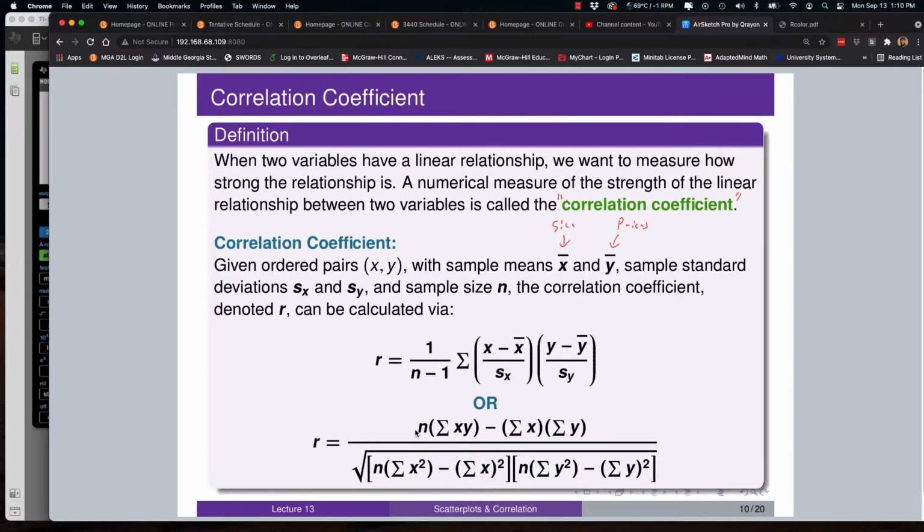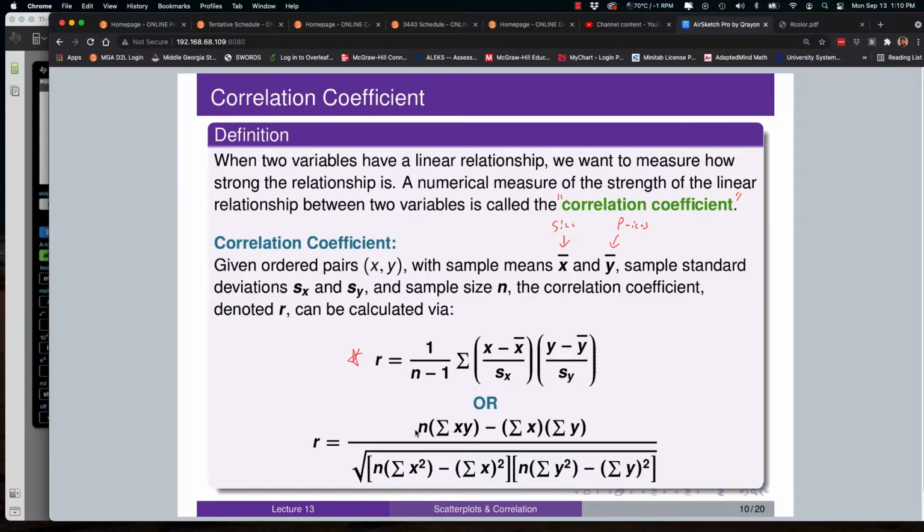We treat them like separate mini data sets, and we find the mean of the sizes, the mean of the house prices, the standard deviations for each of those, and then the sample size. The correlation coefficient can be calculated using this formula right here. Now there are several different versions of these formulas out there.